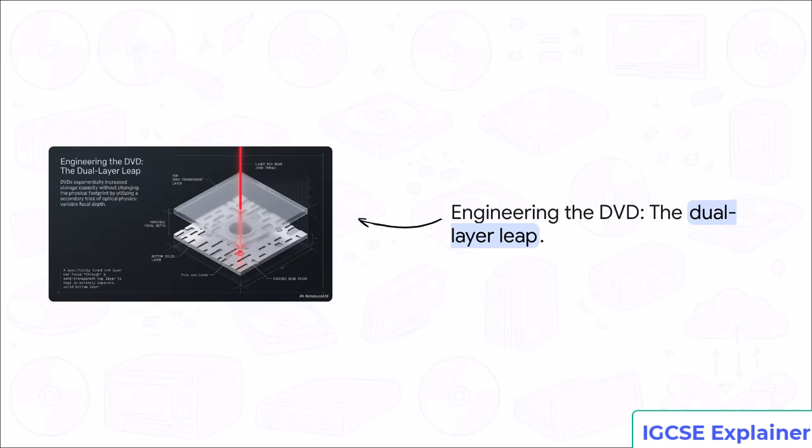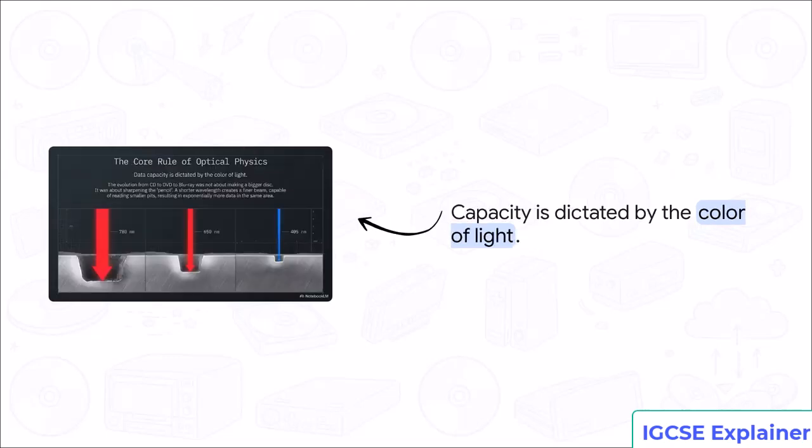It's literally like reading two distinct landscapes stacked right on top of each other. And dual layering was really only part of the solution. To seriously boost capacity, you have to follow the absolute core rule of optical physics. Data capacity is dictated by the color of light.